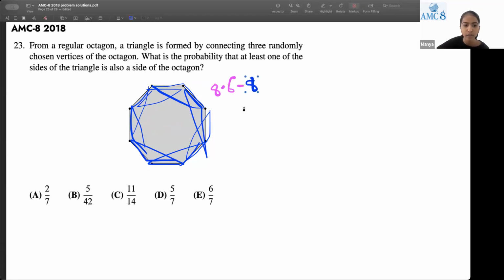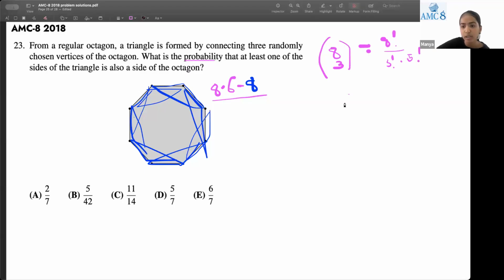We have to subtract because they're asking us what is the probability that at least one of the sides of the triangle is also one side of the octagon. So then we're going to have to do 8 times 6 minus 8. And then on the bottom, since there's 8 vertices, we're going to have to choose 3 of them. Then we're going to do 8 choose 3, which is the same thing as 8 factorial over 3 factorial times 8 minus 3 factorial.